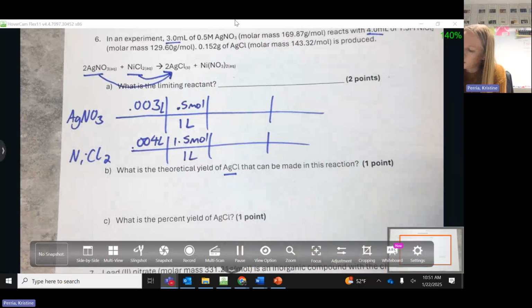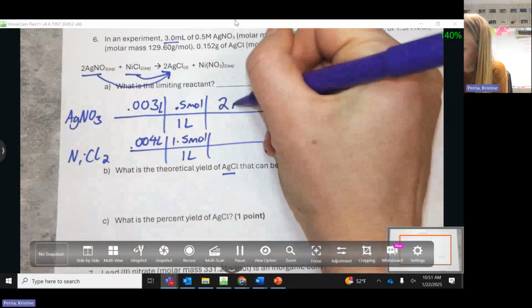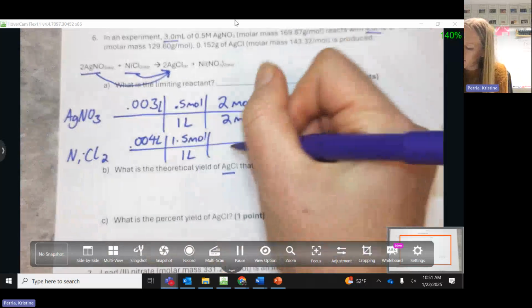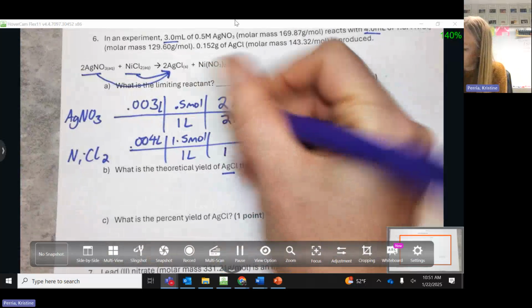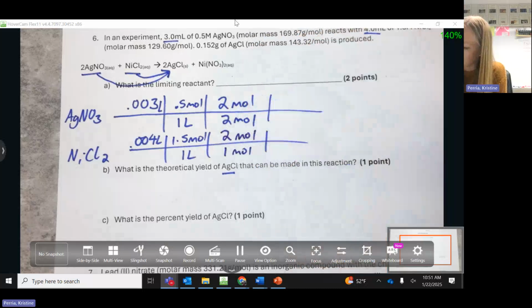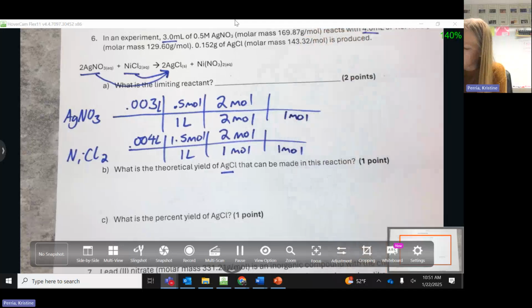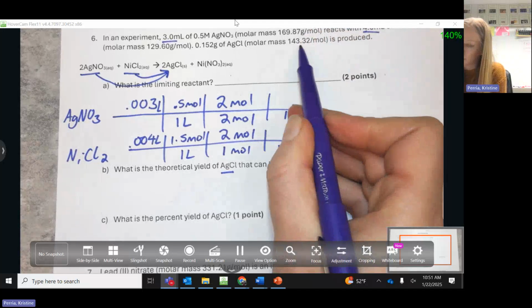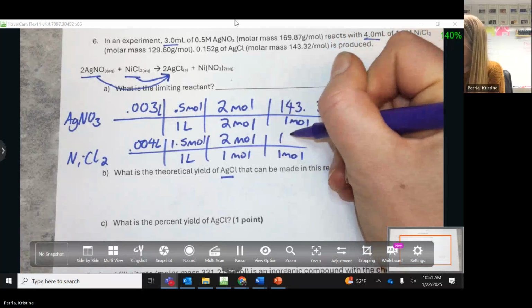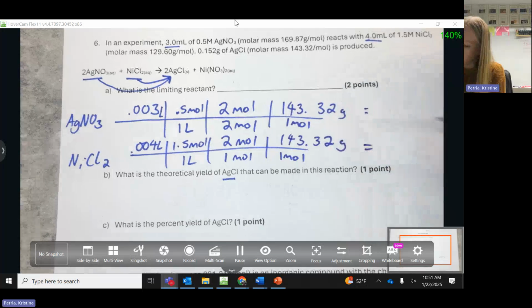Okay. And then I'm going to use my coefficient. So Ag to AgCl is 2 to 2. So 2 moles over 2 moles. Okay. And then this one right here, we have a 1 on the bottom, right? Because we're starting with nickel and that's its coefficient. So 1 mole on the bottom. And then we're going to AgCl. So 2 moles on the top. Okay. And then I'm going to be going to my mass of AgCl, okay, which is my molar mass is given to me here as 143.32. And I'm just going to solve.